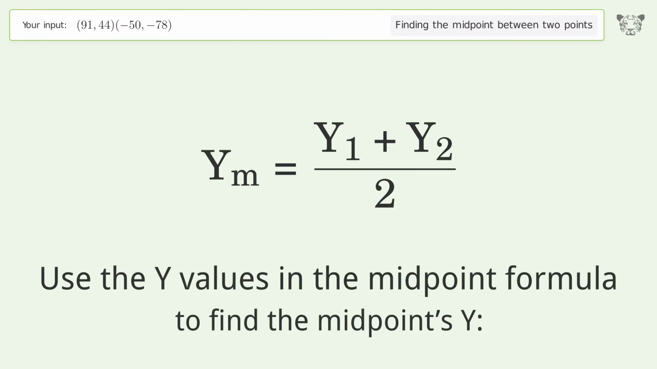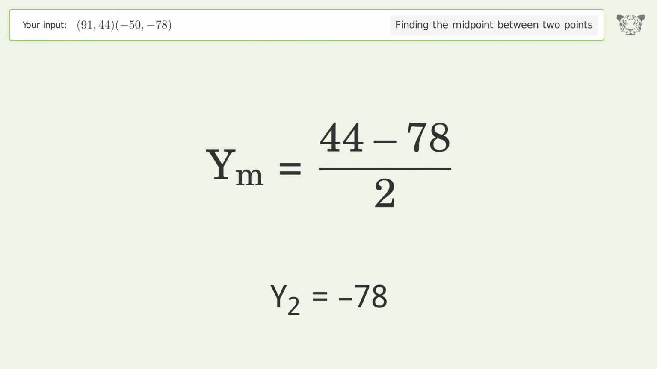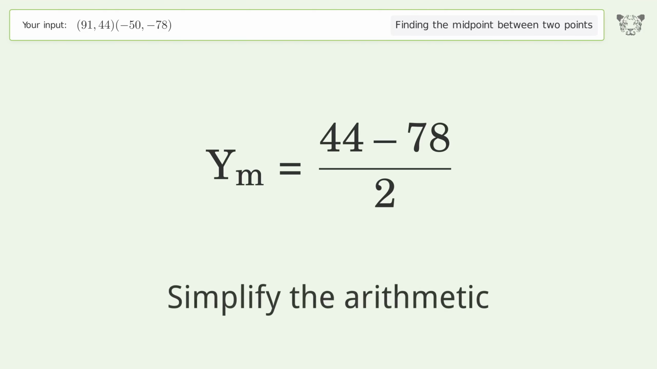Use the y values in the midpoint formula to find the midpoint's y. y1 equals 44. y2 equals -78. Simplify the arithmetic.